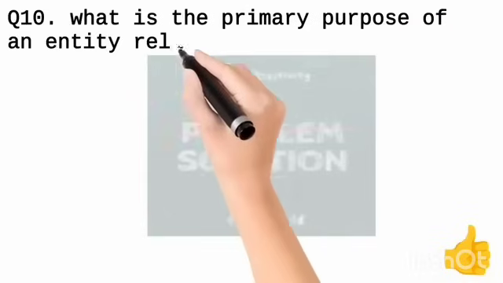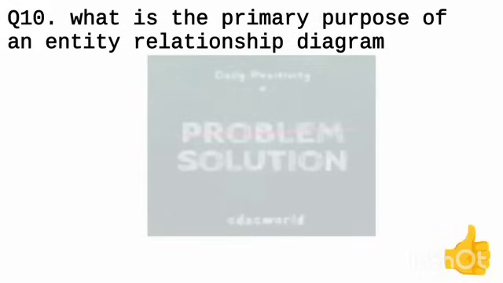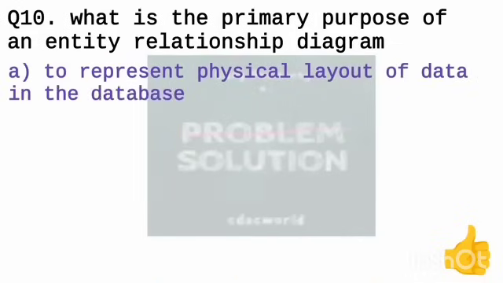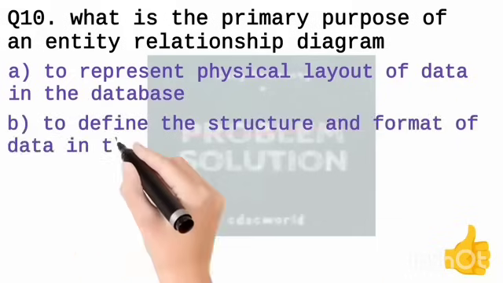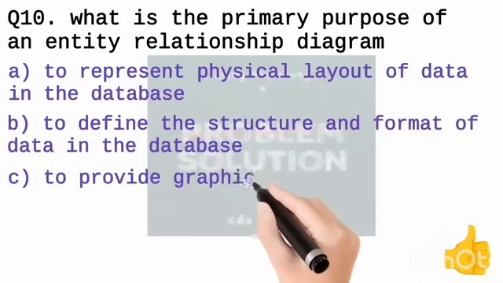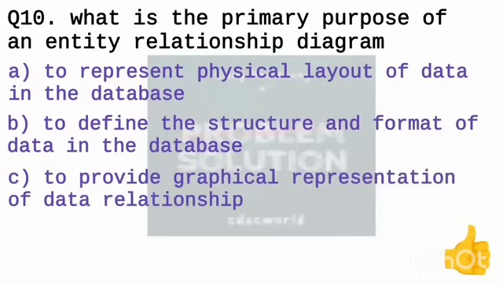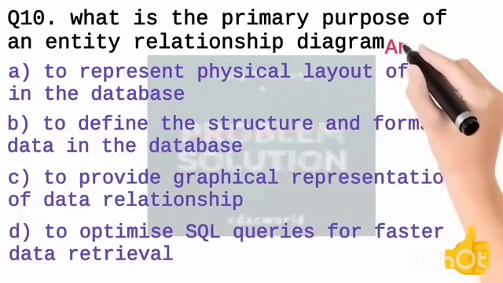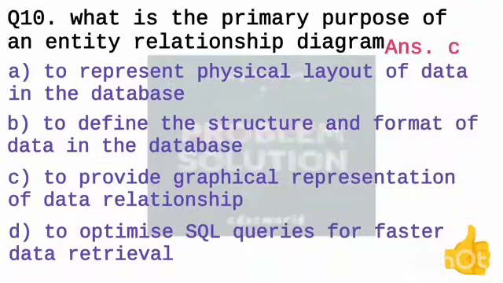Query number 10. What is the primary purpose of entity relationship diagram? Option A, to represent physical layout of data in the database. Option B, to define the structure and format of data in the database. Option C, to provide graphical representation of data relationship. And option D, to optimize SQL queries for faster data retrieval. And the answer is C, to provide graphical representation of data relationship.